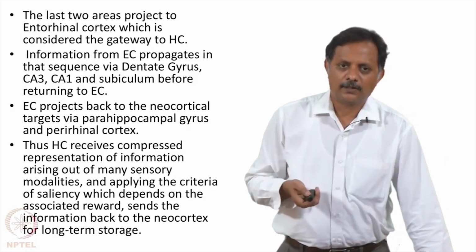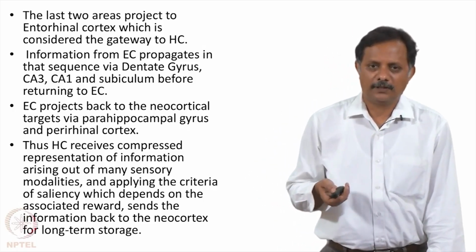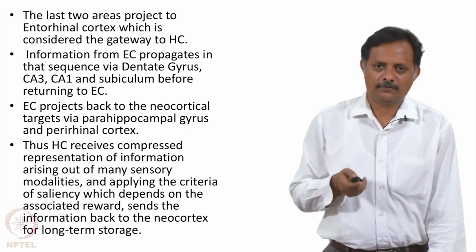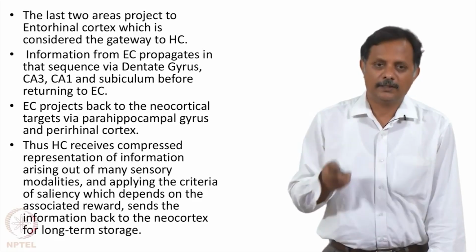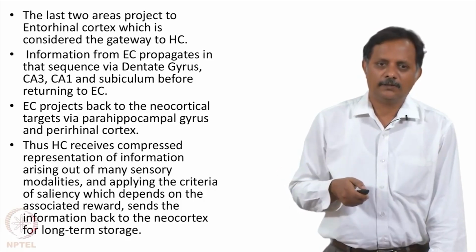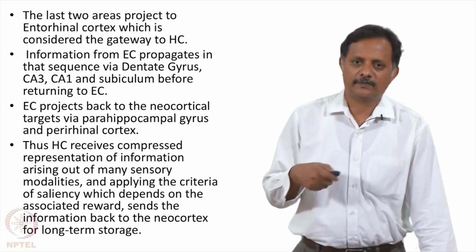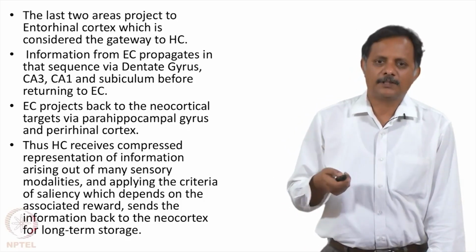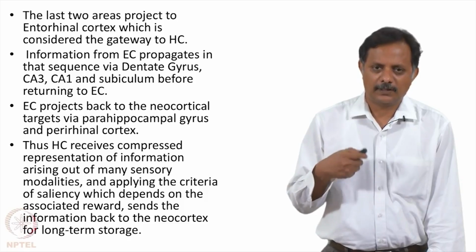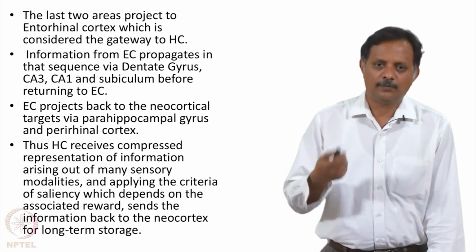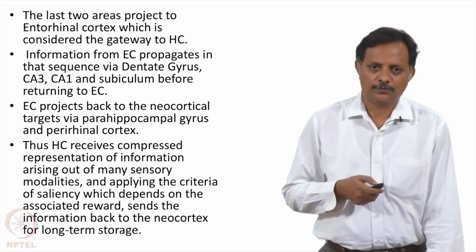So, like I said, entorhinal cortex is the gateway to the hippocampus, and from there you have a sequence of projections from EC to dentate gyrus to CA3 to CA1 and subiculum before returning to EC. Now, EC projects back to the neocortical targets via the parahippocampal and perirhinal. So, you can see that hippocampus receives compressed representation of the information arising from the sensory modalities and combines it with the reward information and sends the information back to neocortex for long term storage.